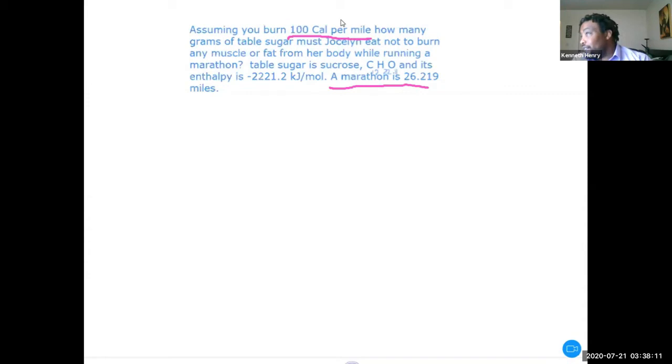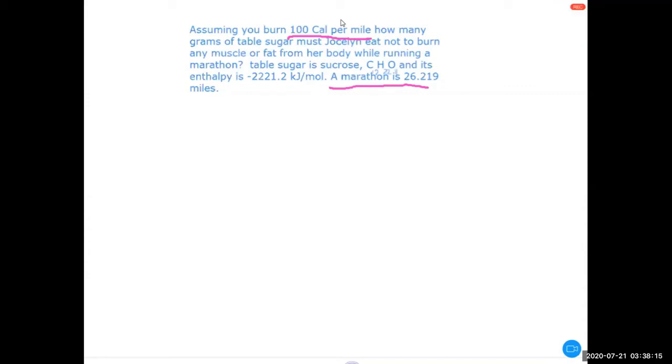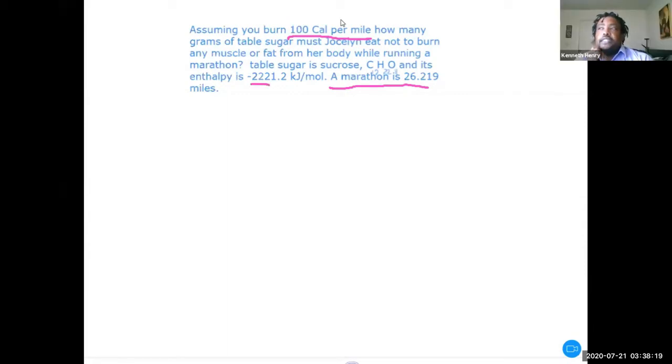Okay, what else do I have? We have the enthalpy. So it's a combustion, right? Well, not because there's an enthalpy, but we know it's a combustion because we know our body does combustion. When we break down sugar, it's a combustion reaction. So you're right, it is a combustion reaction. So what should I do in this case?